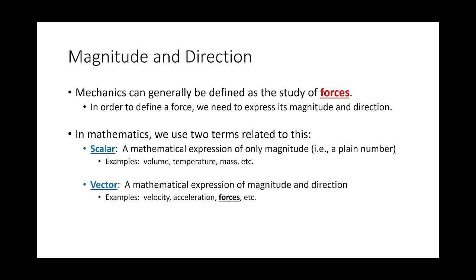Now, scalars are mathematical expressions that only contain magnitude, just a number. There are some examples of this in the real world. Volume is a scalar. Temperature is a scalar. Temperature doesn't have a direction. Like, how hot is it? It's not 96 degrees northeast.